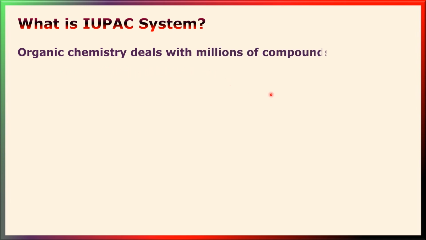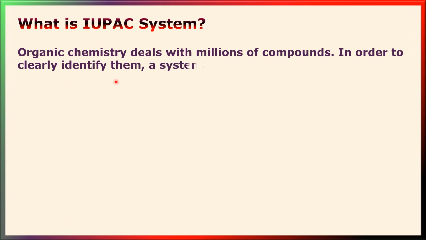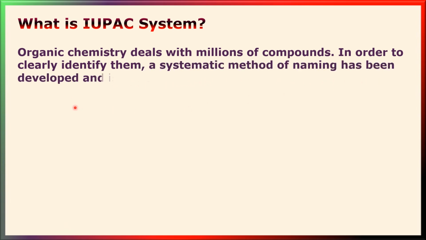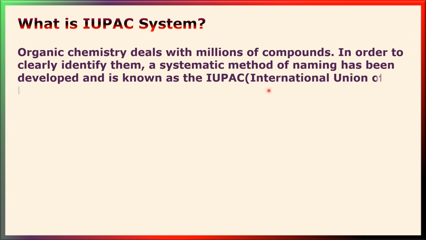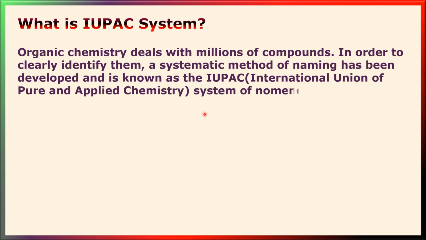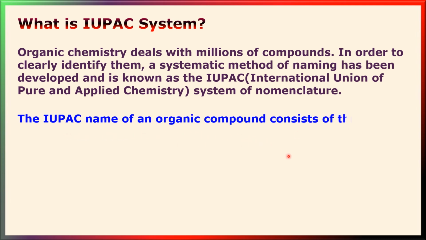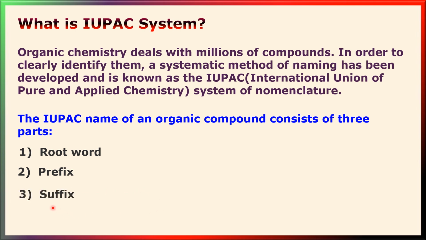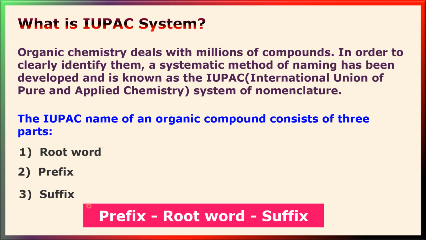What is IUPAC system? Organic chemistry deals with millions of compounds. In order to clearly identify them, a systematic method of naming has been developed and is known as the IUPAC, that is International Union of Pure and Applied Chemistry system of nomenclature. The IUPAC name of an organic compound consists of three parts. First one is root word, prefix and suffix. So this is the basic structure of IUPAC system. Okay. Let us study each part one by one.